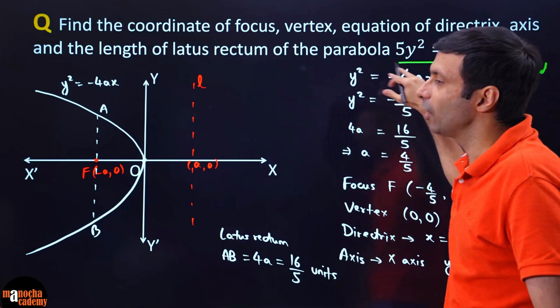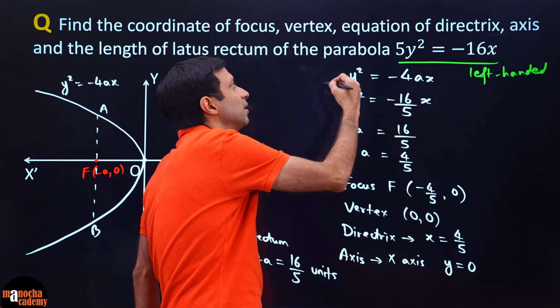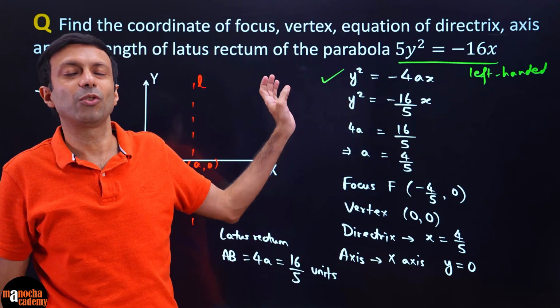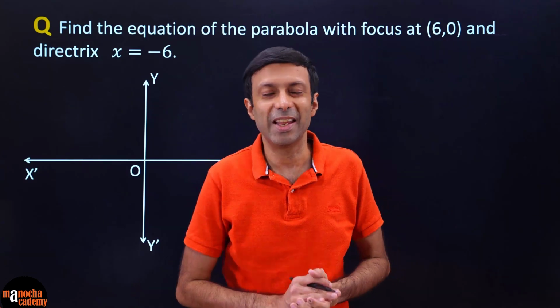And remember to bring all the coefficients to one side, because your final standard form is y square equal to 4ax or y square equal to minus 4ax. Clear? Now let's try the next question.